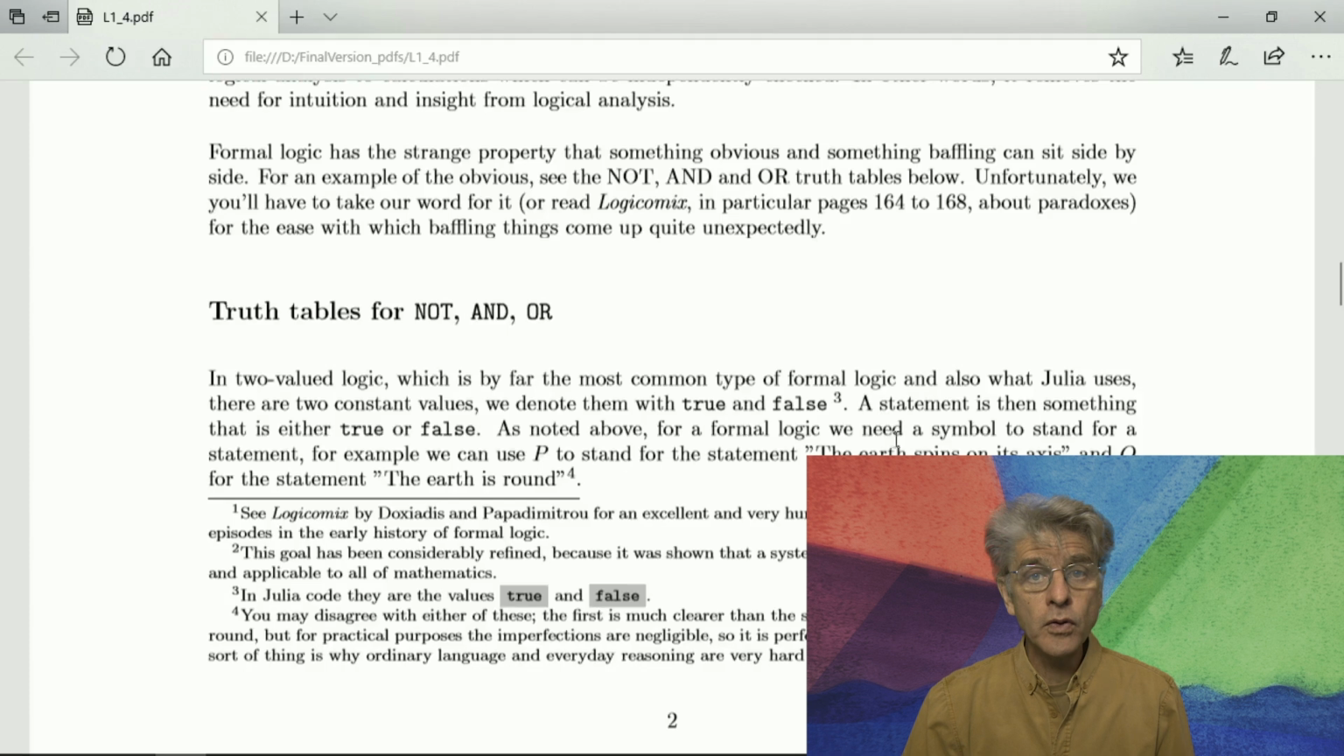For the purposes of formal logic, we have to assume that Q is completely true. It has the value true, and it doesn't have the value false. It can have only one of the two. It can't be a bit of both.